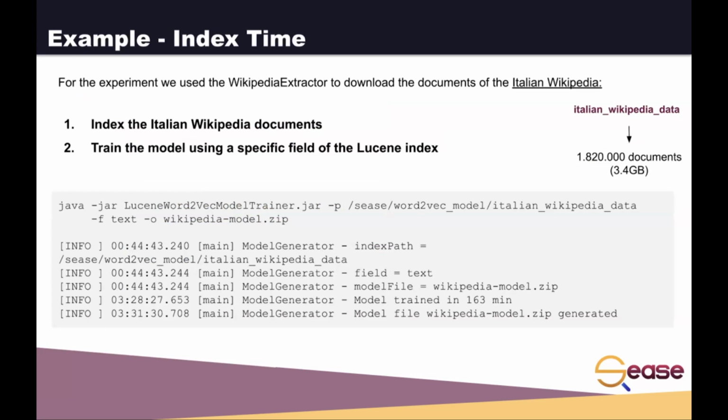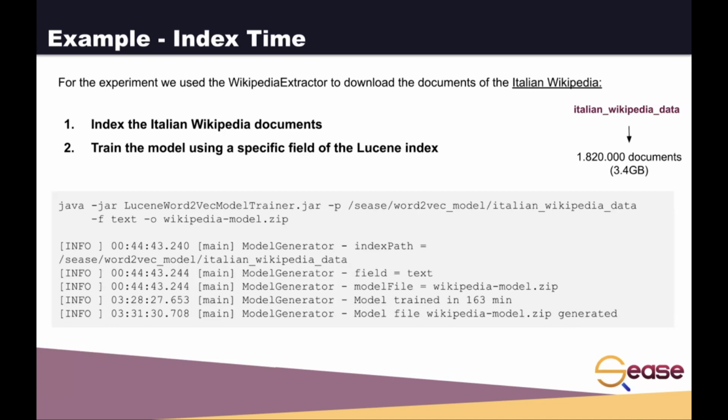We stored them in a Lucene index, and then we ran our model trainer. We pass the path of the Lucene index. The field name was text, and then we generated our model, Wikipedia model.zip. We start processing, and in that specific example, after 163 minutes, we got the model.